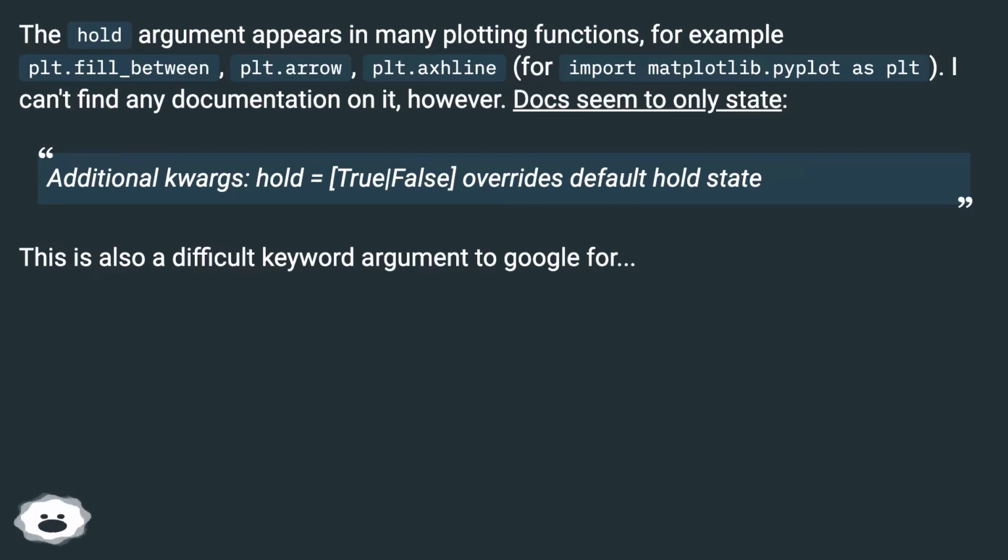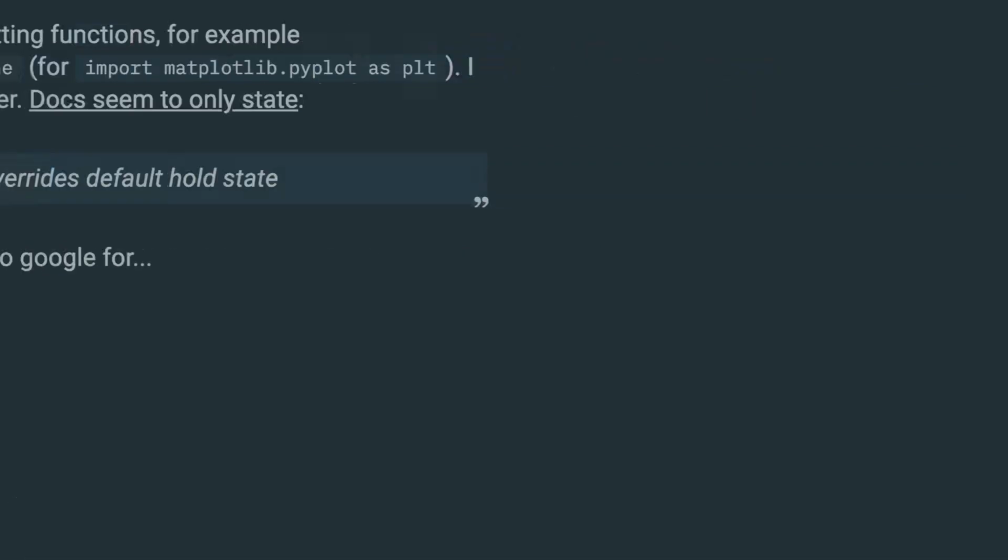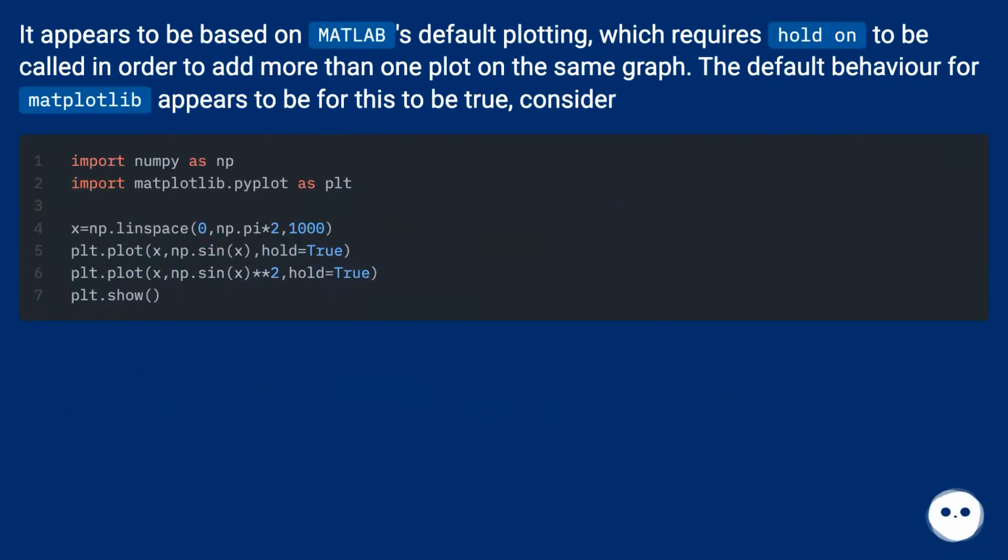Docs seem to only state additional kwargs, hold equals True | False, overrides default hold state. This is also a difficult keyword argument to Google for. It appears to be based on MATLAB's default plotting, which requires hold on to be called in order to add more than one plot on the same graph. The default behavior for Matplotlib appears to be for this to be true.